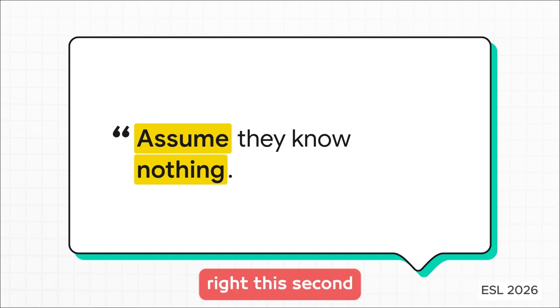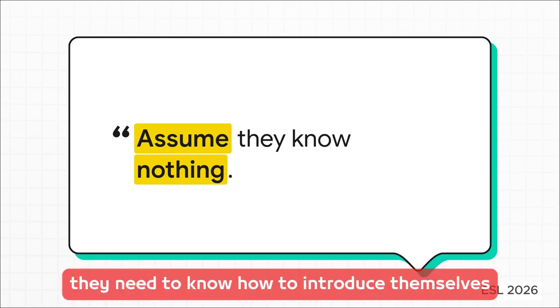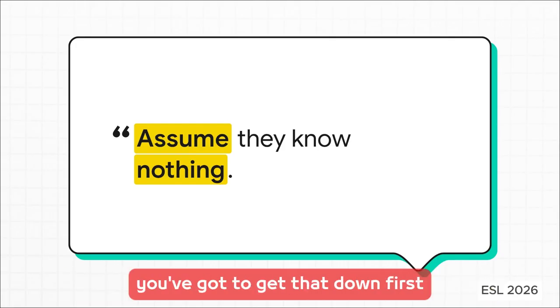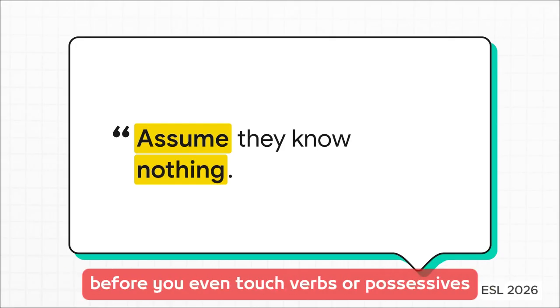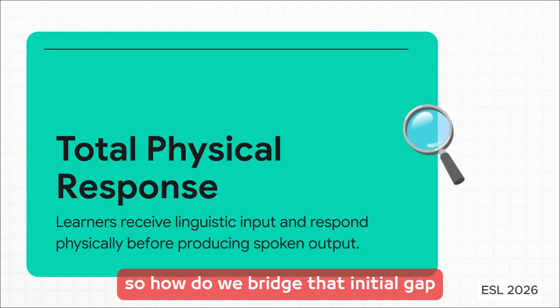What do they actually need right this second? They need to know how to introduce themselves and use basic greetings. You've got to get that down first before you even touch verbs or possessives. So how do we bridge that initial gap when they literally can't speak yet?